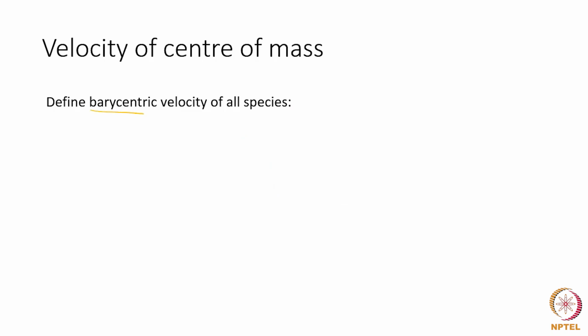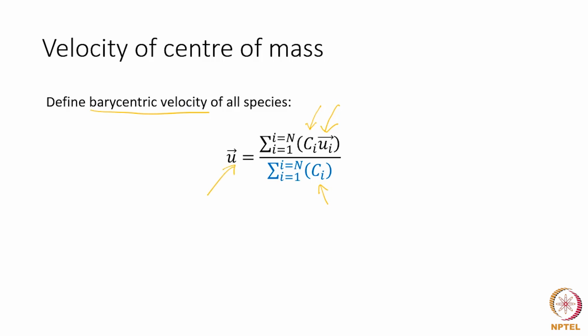We define it as a barycentric velocity. That means that we are using the mass concentration to average the velocities of all species to define the velocity of the center of the mass. So the velocity of each species is ui, and the concentration of each species is Ci. If we average using the concentrations, then we get an average quantity, which is the barycentric velocity, and that is basically what we refer to as the velocity of the center of the mass.